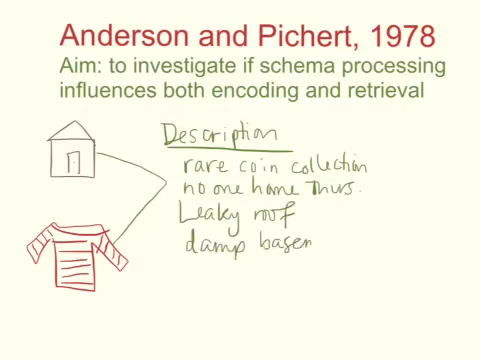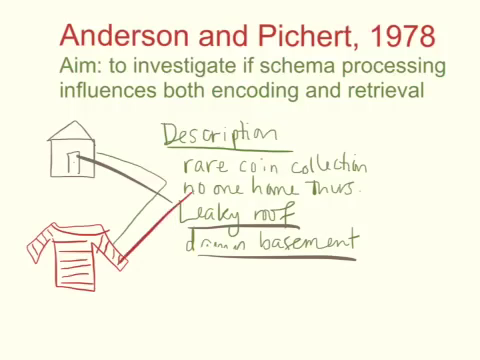Okay, so if you had to connect which of those went with which, you'd see that the damp basement and the leaky roof fit more with the house buyer, and the no one home on Thursdays and the rare coin collection obviously fit more with the schema of a burglar. So you might think that if you were given the schema of a burglar, you might remember more of the details of the rare coin collection, right? And if you were given the schema of a house buyer, the leaky roof would be a more important detail to remember.